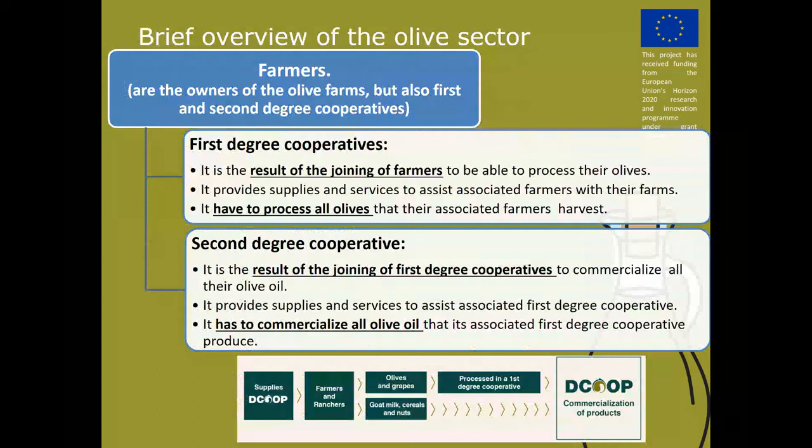It's in the picture at the bottom of the slide. It's a summary of the relationship between the farmer and the COP. It's an example only for clarification, but it will be updated in the repository, and I won't explain it now. Next slide, please.